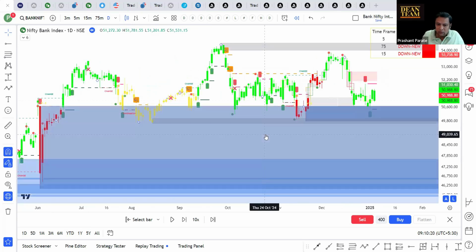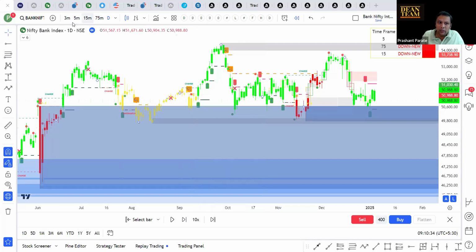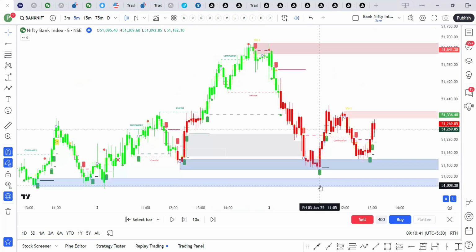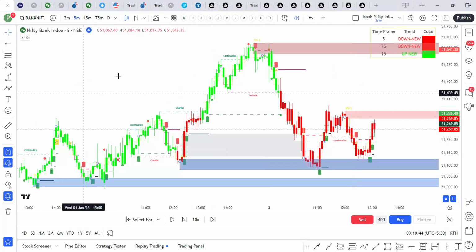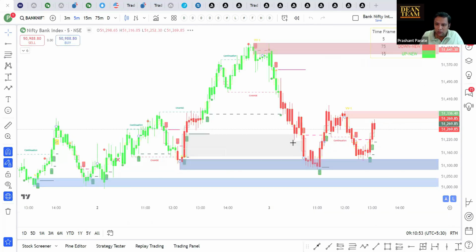So we can go up to three time frames. Suppose you want to take a trade based on the 15-minute chart, then look at either the 75-minute or the daily, and don't go beyond that. If you are looking to take a trade based on the 3-minute or 5-minute, then check the 15-minute and 75-minute charts. So if you want to take a trade based on the 5-minute chart, then 5-minute is down, 75 is down, and let us see 15.